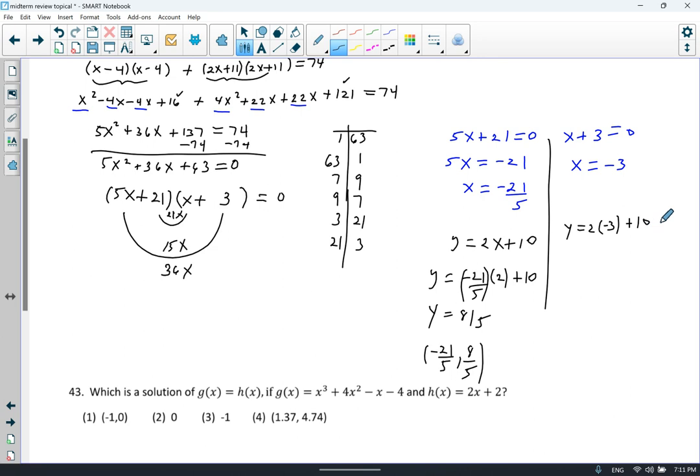Negative 6 plus 10 is equal to 4. And so the second point of intersection is negative 3, 4. And so I have negative 21/5, 8/5 as one solution.